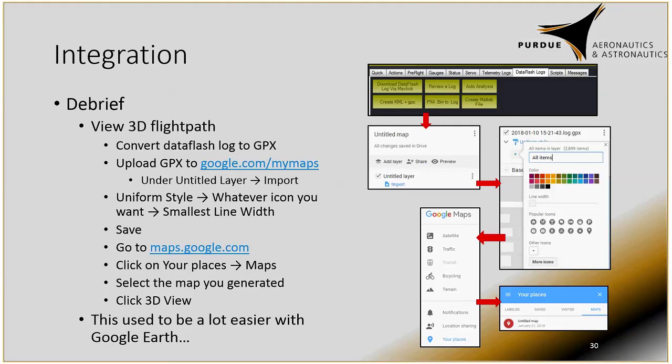Another good thing to debrief is a 3D flight path, and the steps are here. I won't walk you through each of these individually. Suffice it to say, it used to be a lot easier when Google Earth was a thing that you could download and use. Now you have to go through this whole rigmarole of downloading a file and then re-uploading it in Google, but the results are pretty nice.